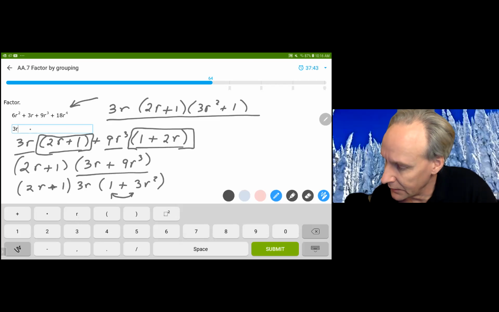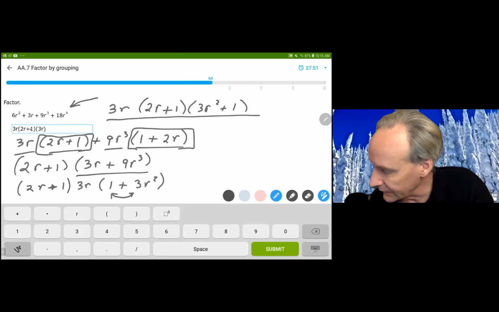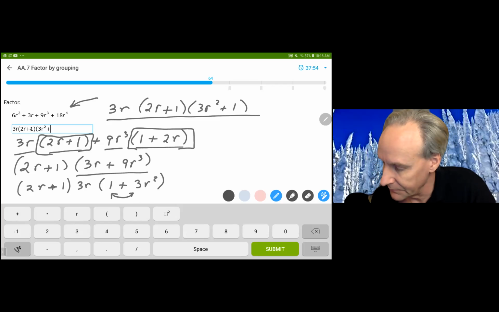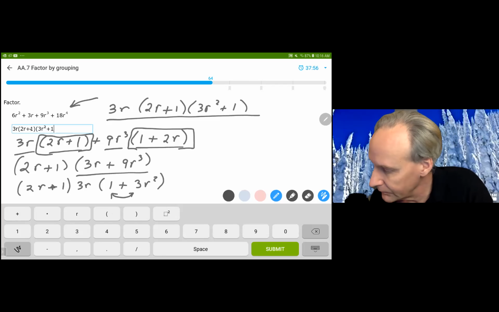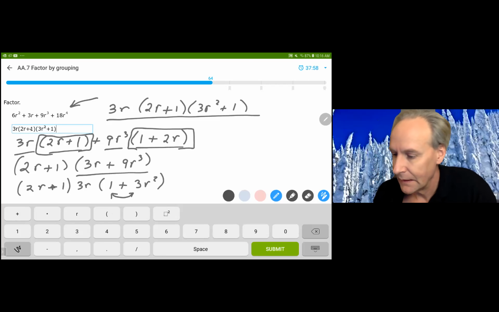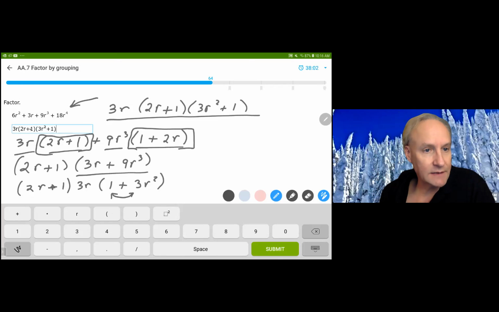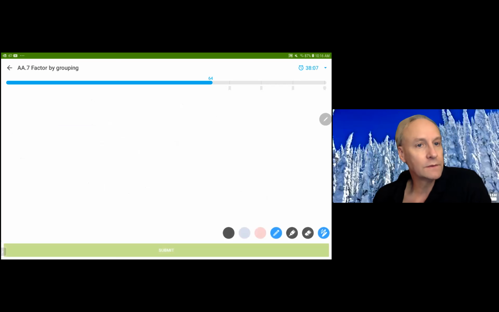We have a 3r. We have a 2r plus 1. And we have a 3r squared, I said, 3r squared plus 1. Oh, there it is. And I think that's fine. I'm writing the 3r next to the 2r plus 1, but that means multiplication. Looks good.